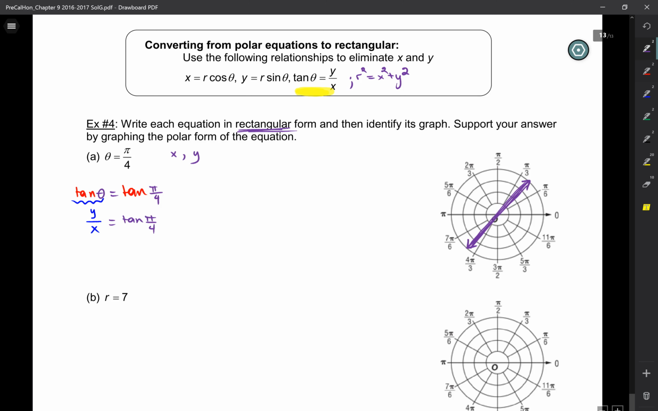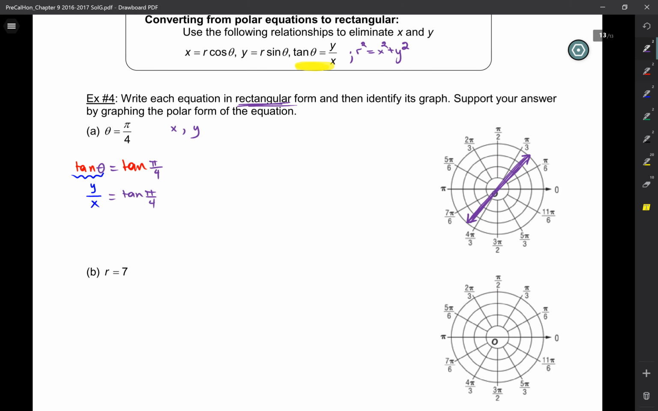Okay? So now, tangent of pi over 4, it's just a number. That's just a constant. Right? What is it? It's 1. So y over x is equal to 1. Y is equal to x. Okay? And look, pi over 4, right? That's a 45-degree angle, and that's definitely y equals x. Yes.